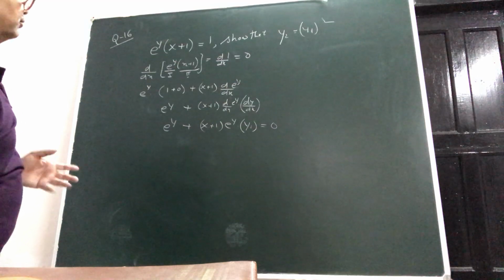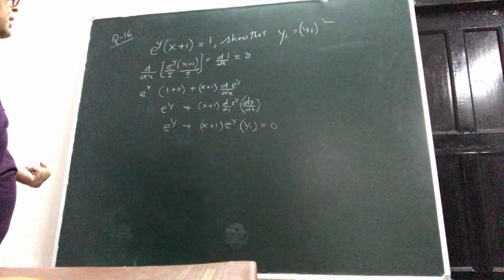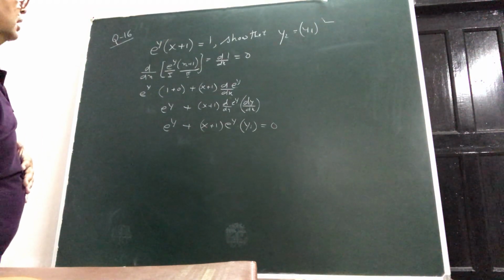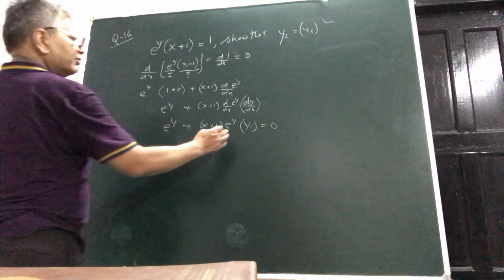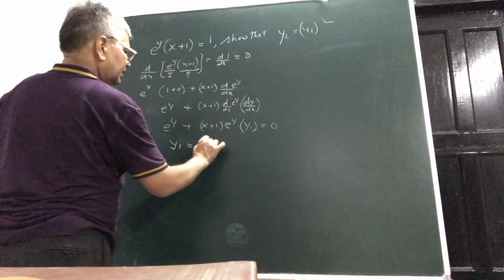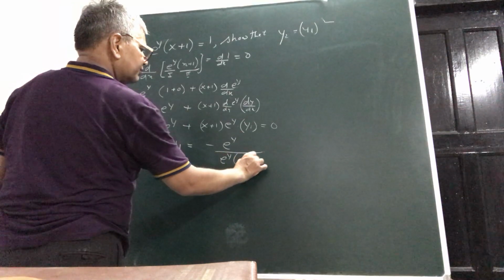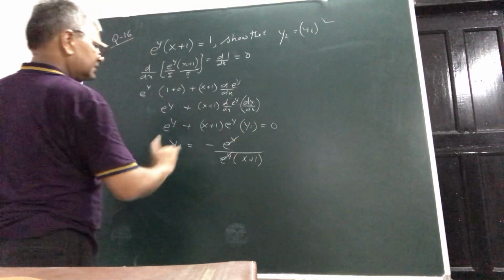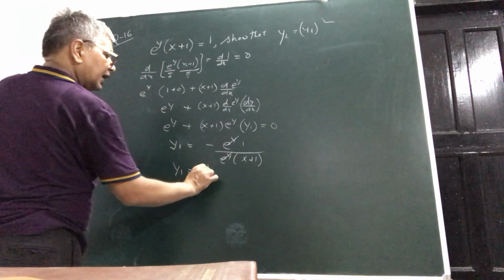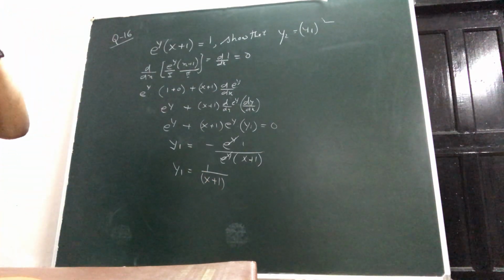And what you have to show is y2. Okay, y1 you have obtained, you have to find y2. So basically y1 what you are getting is y1 is nothing but minus e raised to power y upon e raised to power y (x plus 1). Please see, e^y cancels. So y1 is minus 1 upon x plus 1, and therefore y2 is equal to derivative of y1.